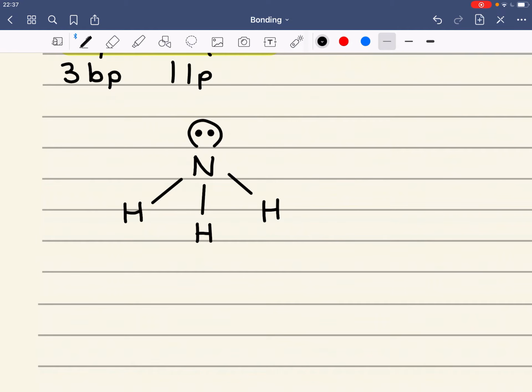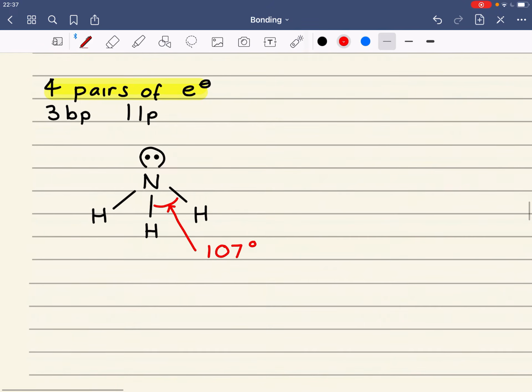Now, again, because lone pair, bonding pair repulsion is greater than bonding pair repulsion, it pushes these bonding pairs of electrons a little bit closer together, and as such will reduce the bond angle. We do need to know the exact bond angle in this particular example, and that is 107 degrees. So we can explain that, because this is something you might be asked to explain.